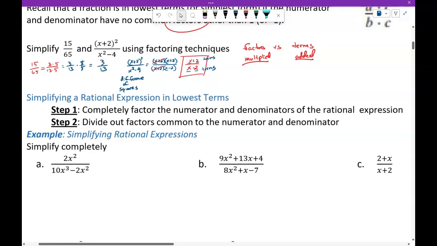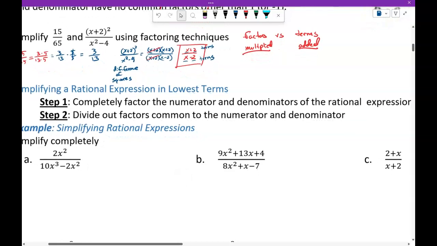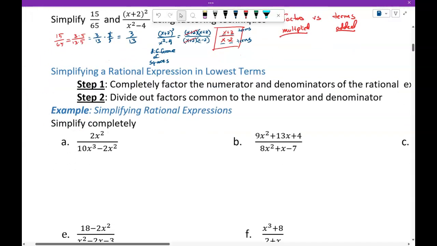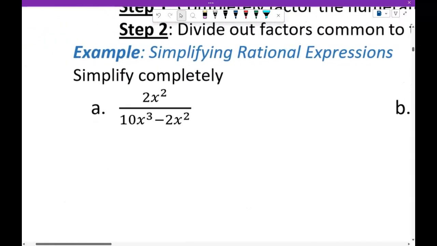So when we formalize our process, our first step is to completely factor our numerator and denominator. Now sometimes all we have is a GCF, sometimes it's already factored, but we always want to check to make sure that they are factored as much as possible, which aids in the simplifying process. Once it's factored, all we have to do is divide out the common factors that are in the numerator and the denominator. So when we look at our first example, we see that the numerator is essentially factored. We could break it apart into 2 times x, but that may not be necessary.